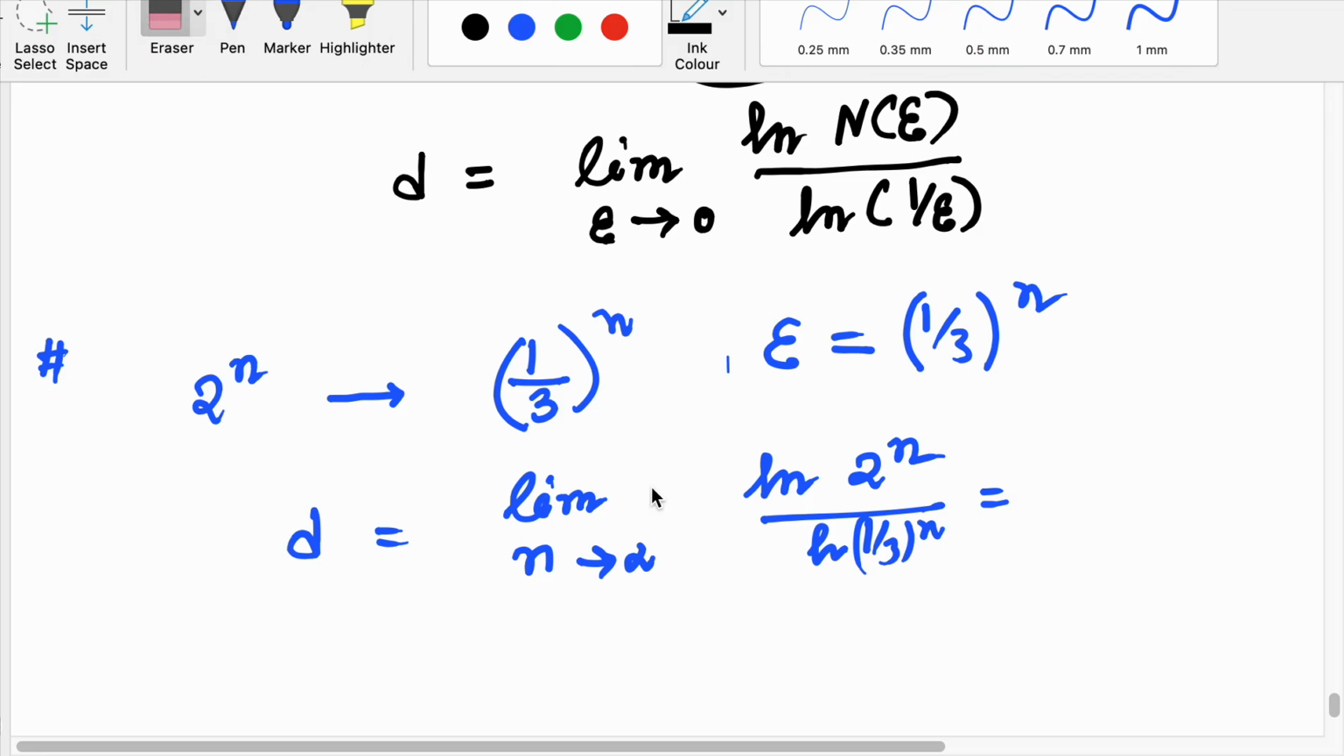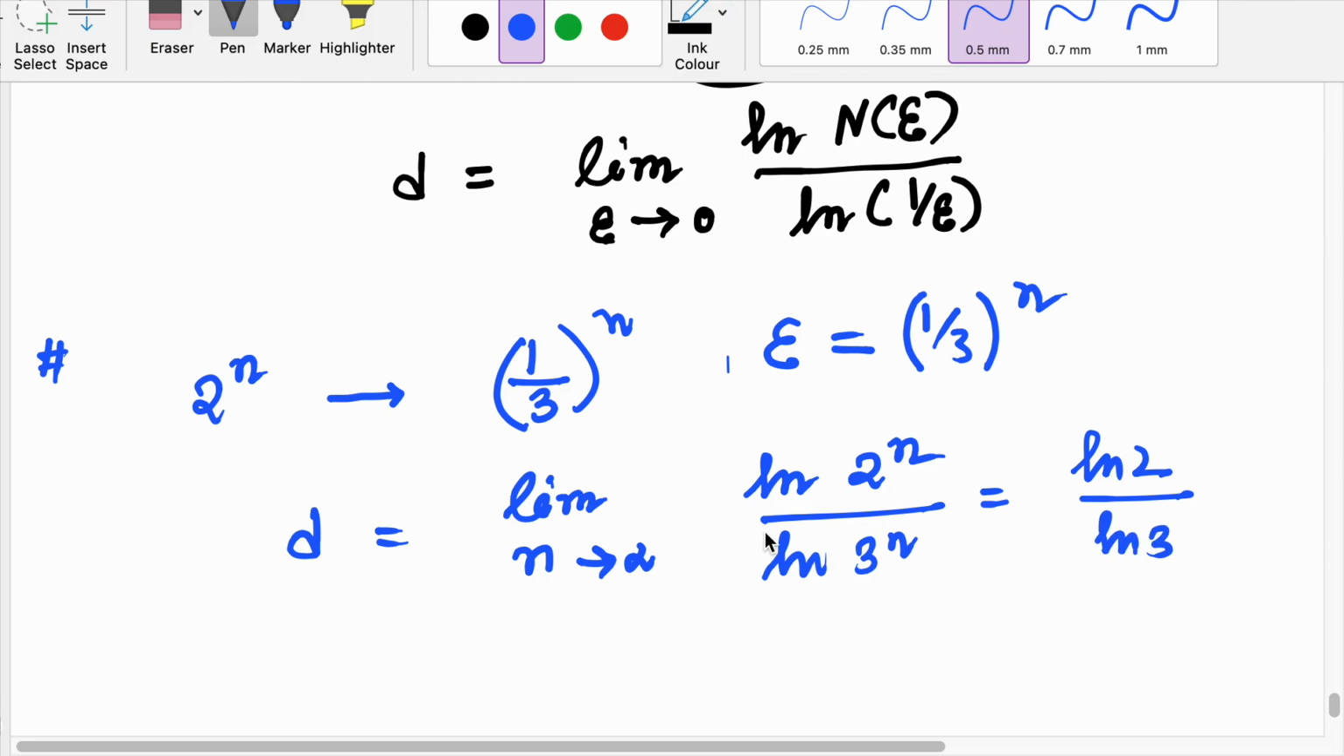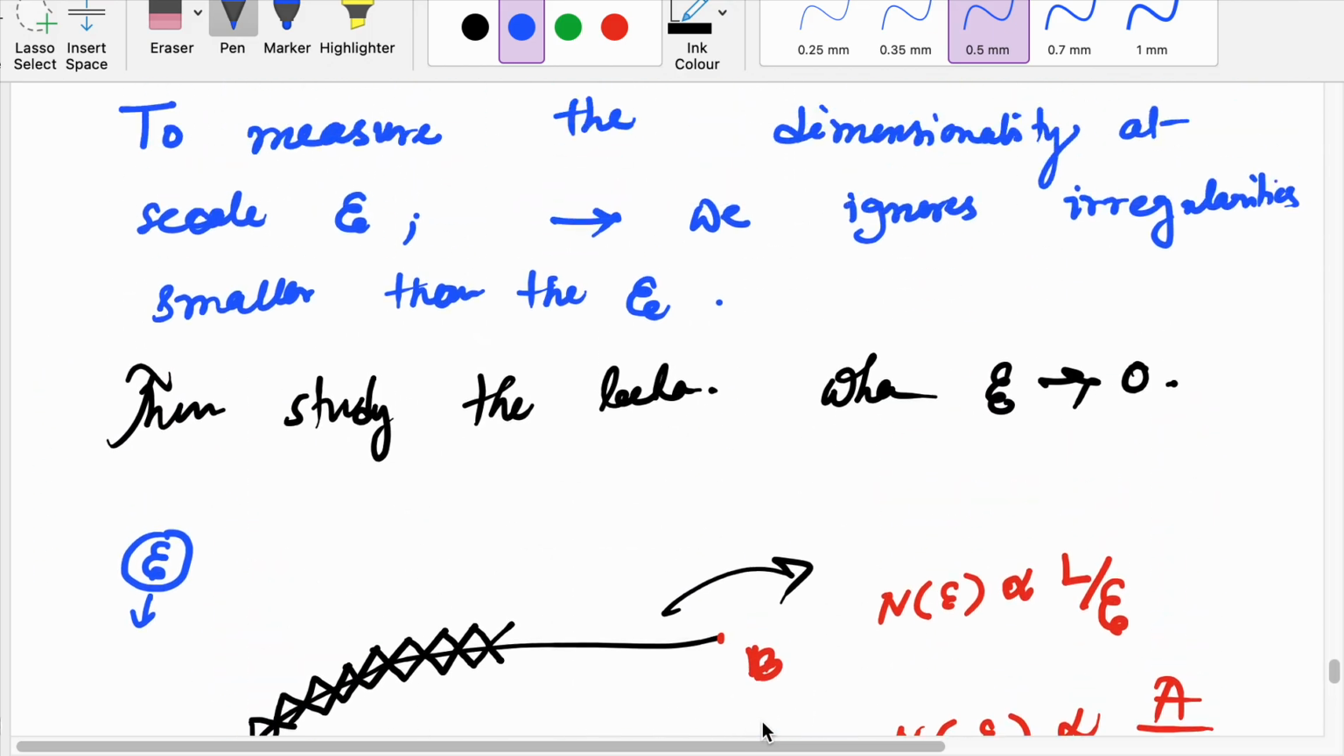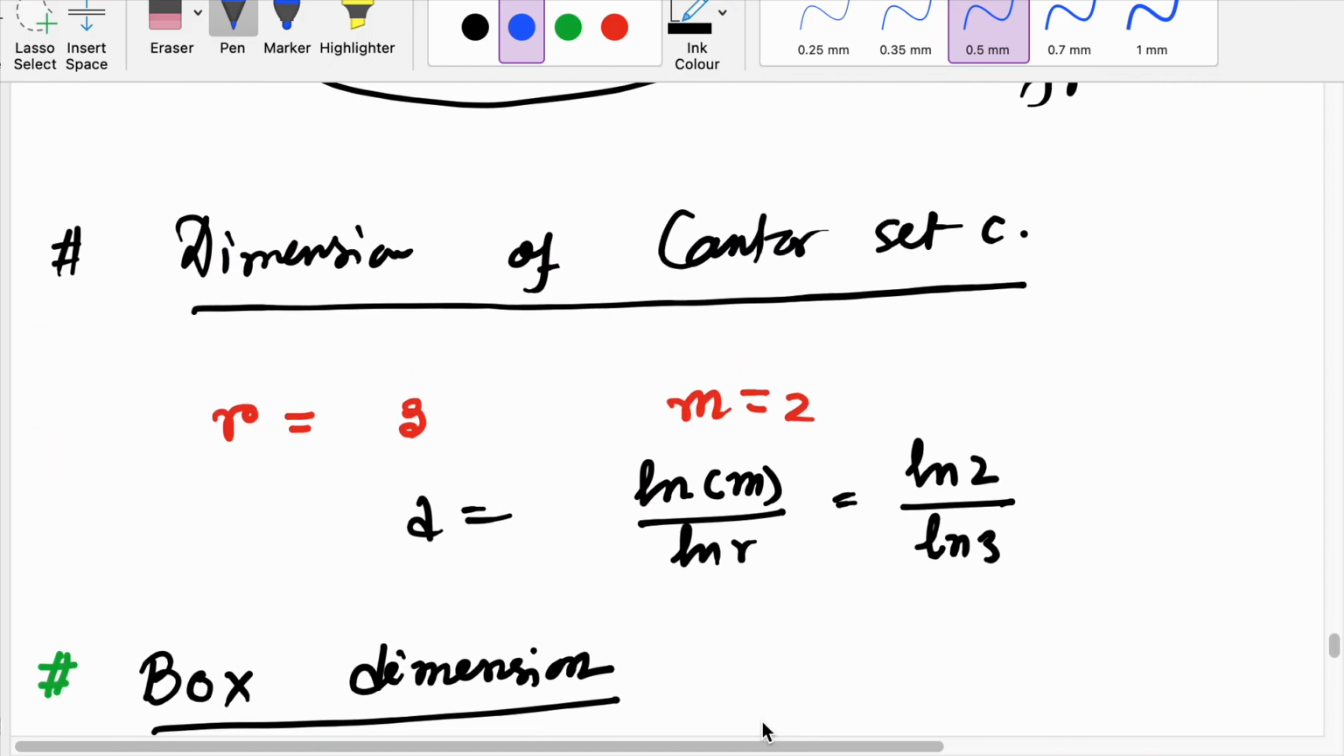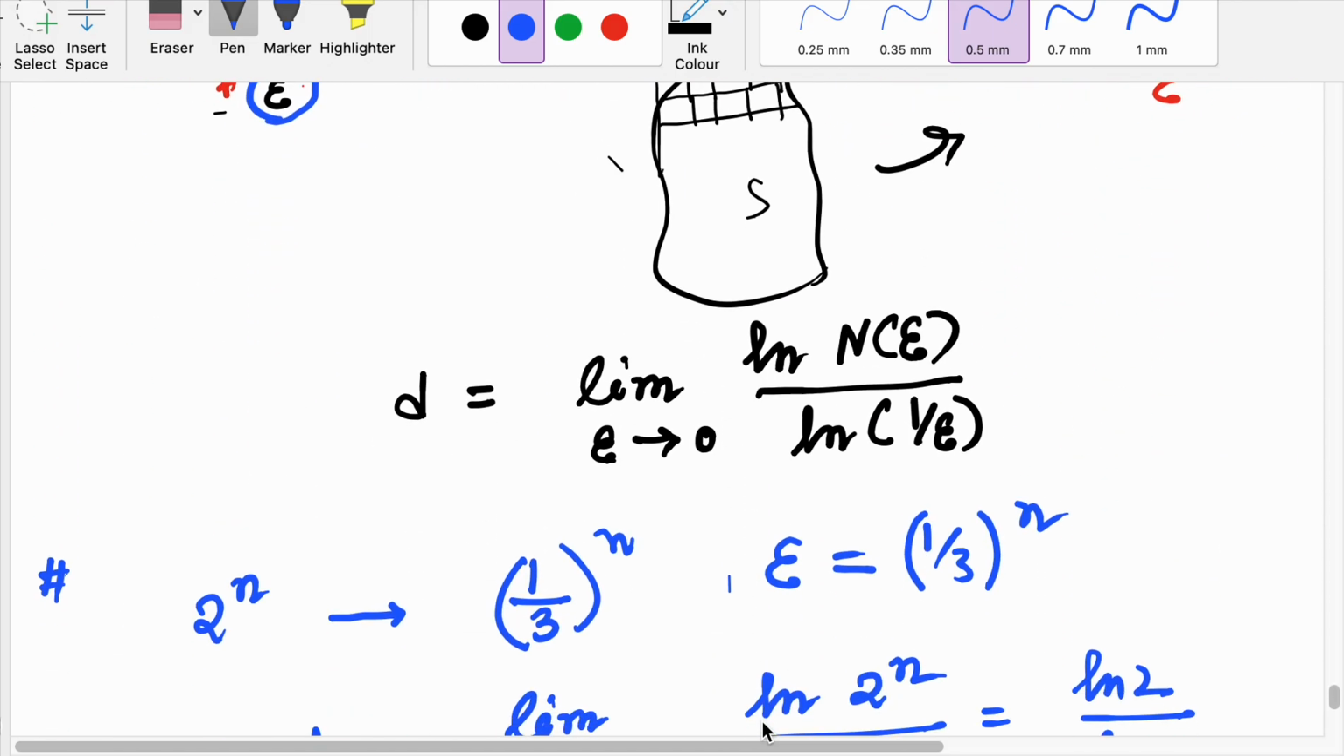So ln not 1/3 actually, ln 1 by 1/3, so actually that will be 3 to the power n. So n will be cancelled, so ln 2 by ln 3. So that's it. So dimension is ln 2 by ln 3, which is exactly the same as the similarity dimension. So that means this is giving the same result as we have observed in the form of similarity dimension.